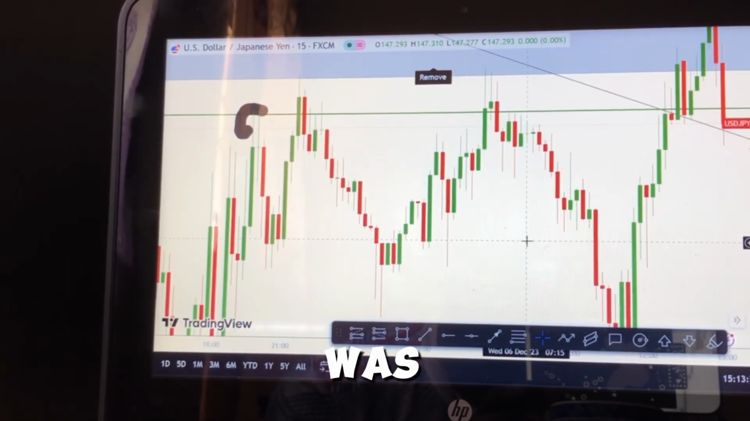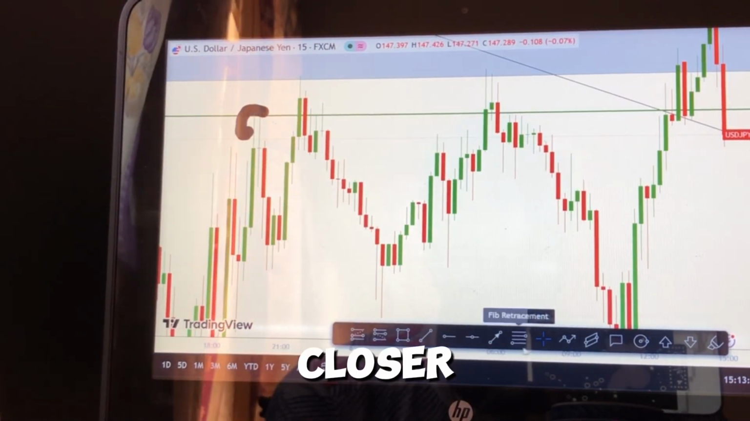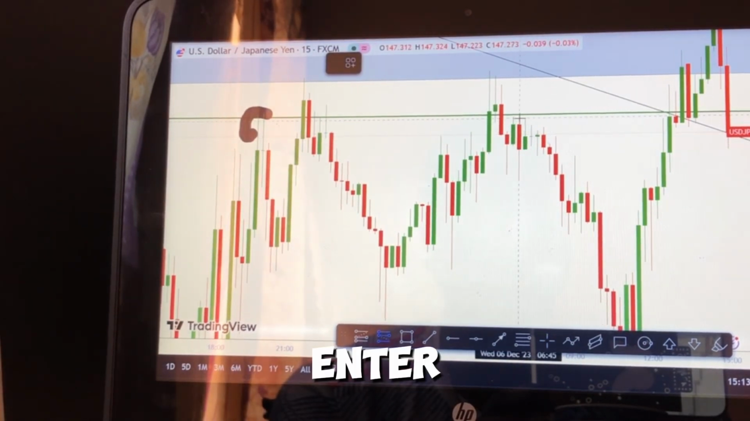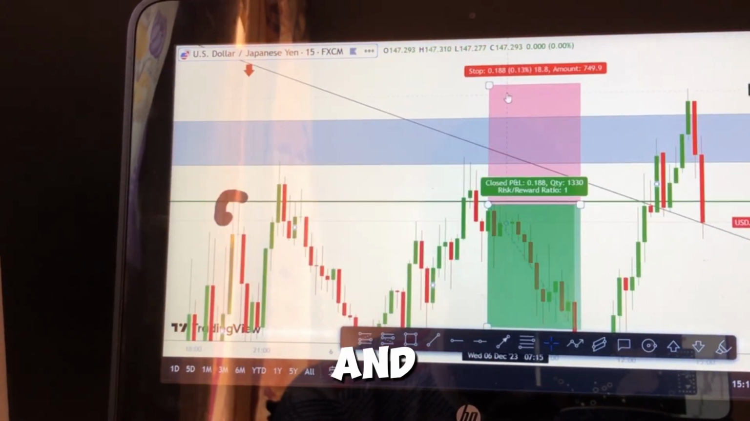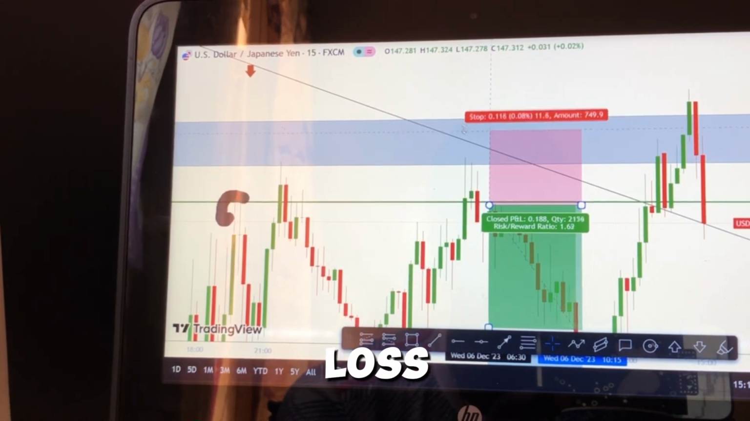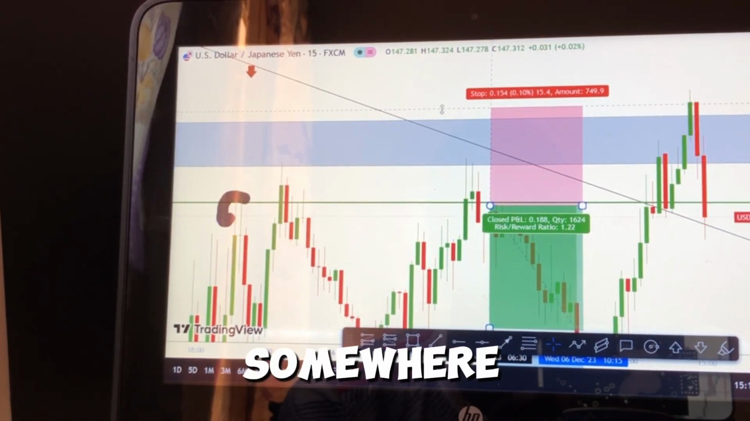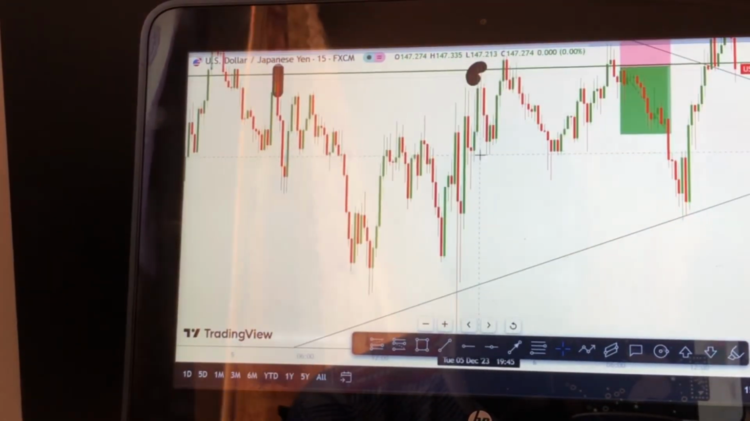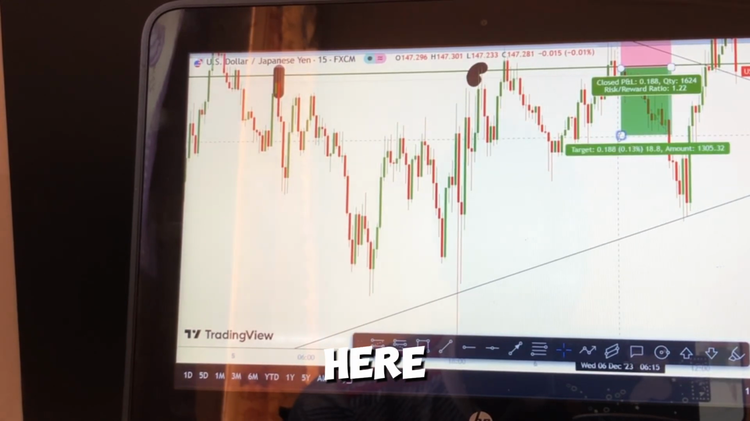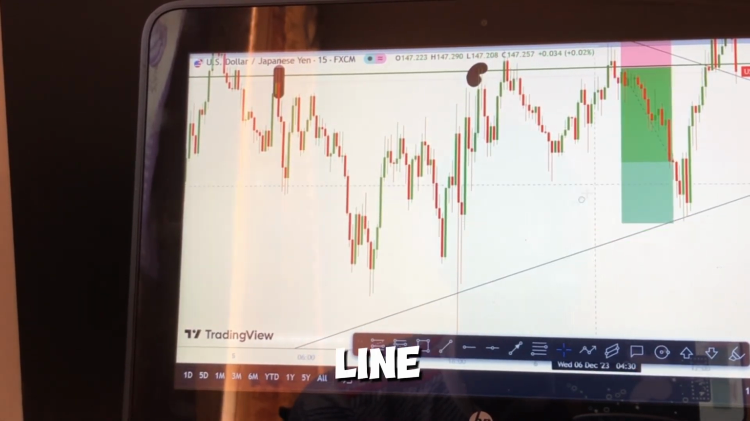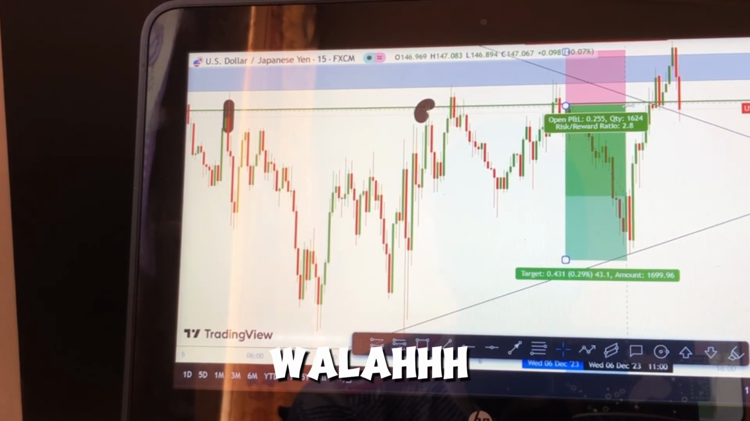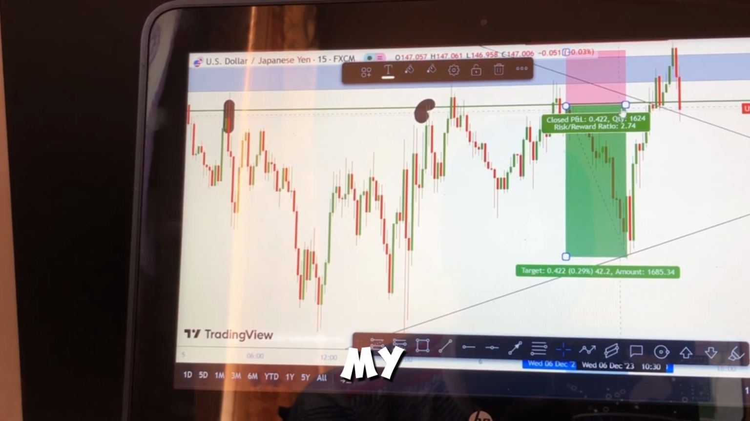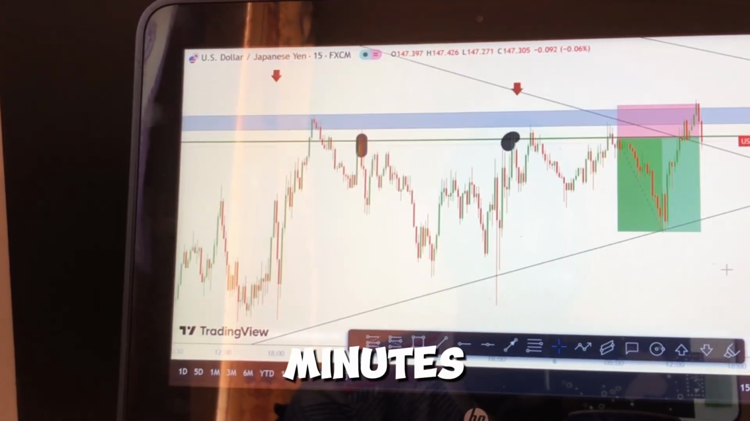So what I did was to enter exactly after the closure of that candle. This is what I'm talking about, to enter at the closure of that candle. And then I had 16 pips stop loss, which is somewhere here. And then my target was basically the trend line, which I drew down here. So I had to pull the market all the way to the trend line. And the market, voila, managed to smash my take profit within a few minutes of trading.